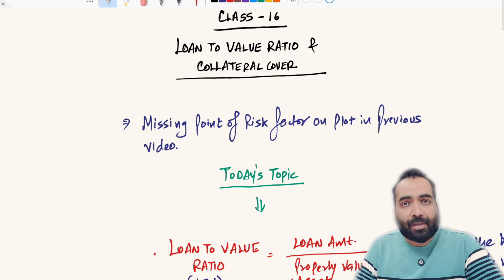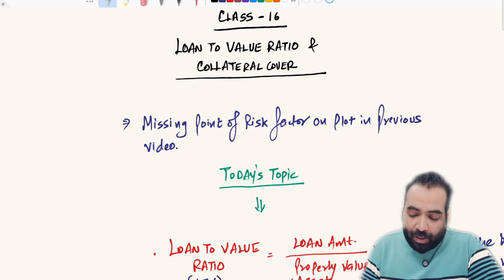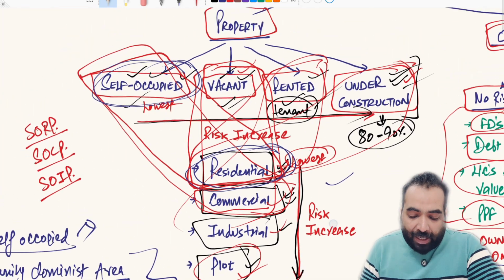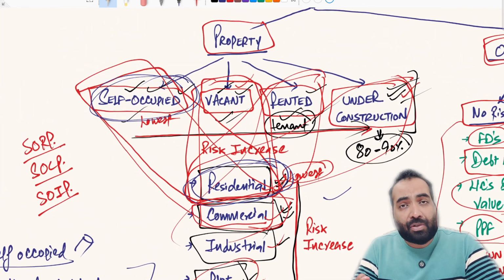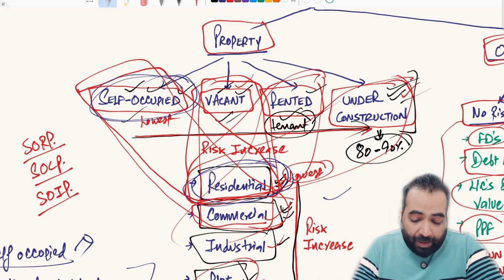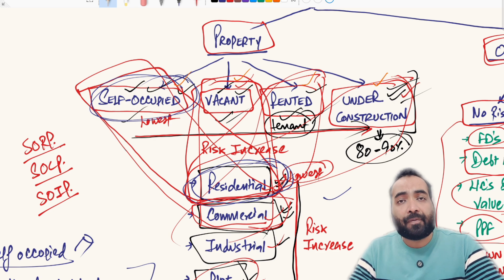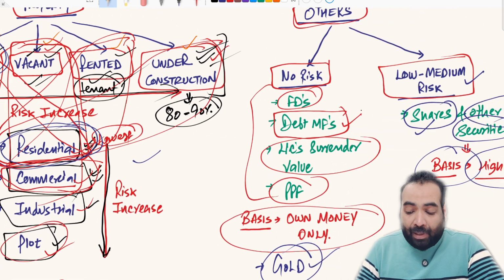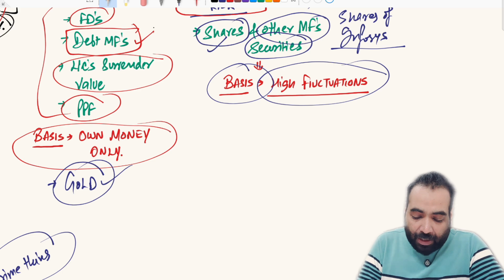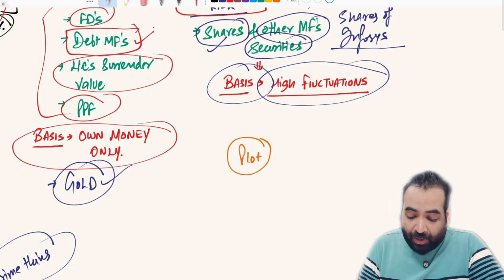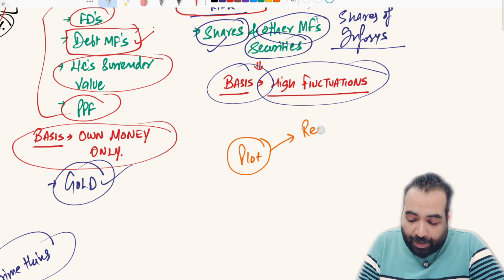Before starting this lecture, there was one small topic that I missed to explain in the previous video with respect to the risk factor on the plot part. In the previous video, we discussed that residential, commercial, and industrial property, whether self-occupied, vacant, rented, or under construction, have different risk factors associated with them. Similar to this, plot property also has different risk levels with respect to the area where it is located.